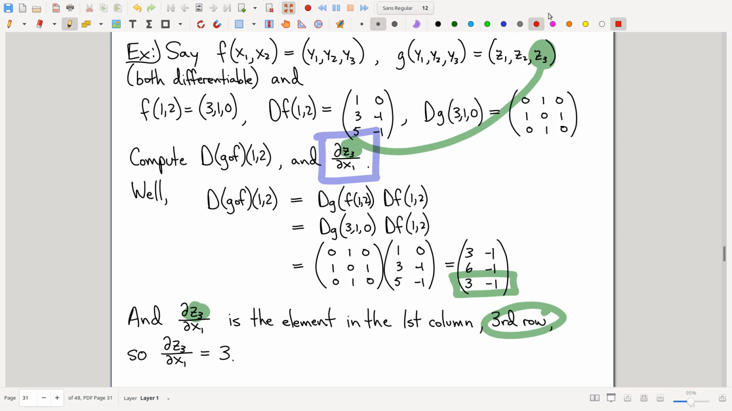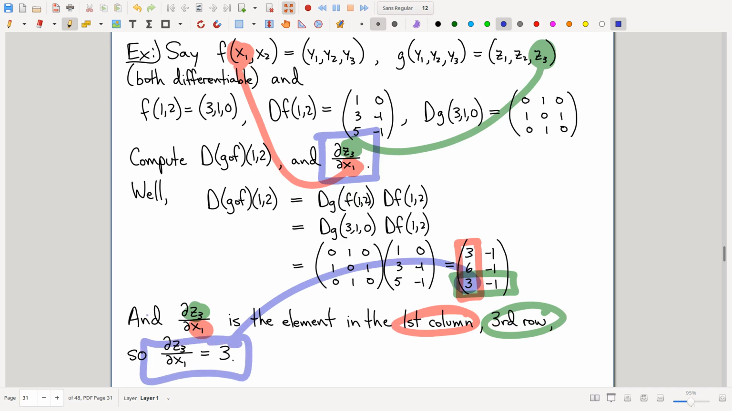Okay. All right, let's see here. I also notice I'm taking the partial with respect to x1. x1 is the first input variable. And input variables correspond to columns. So this being the first input variable, I need something in the first column of my derivative matrix. So you can see just by looking at which input and which output, that tells you exactly which element of the composition derivative matrix that you need. And here it is. It's apparently this number right there, which is 3.